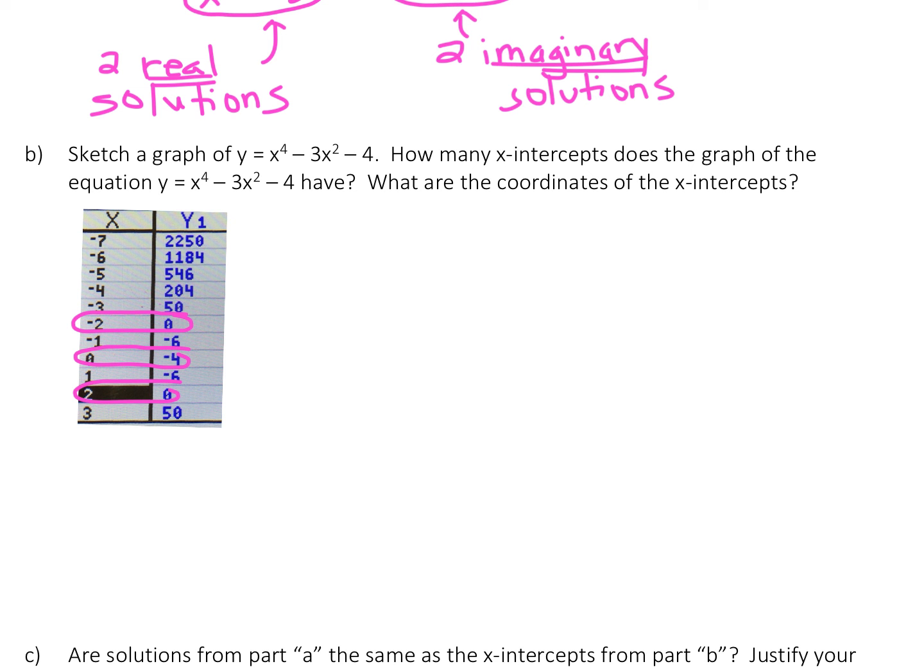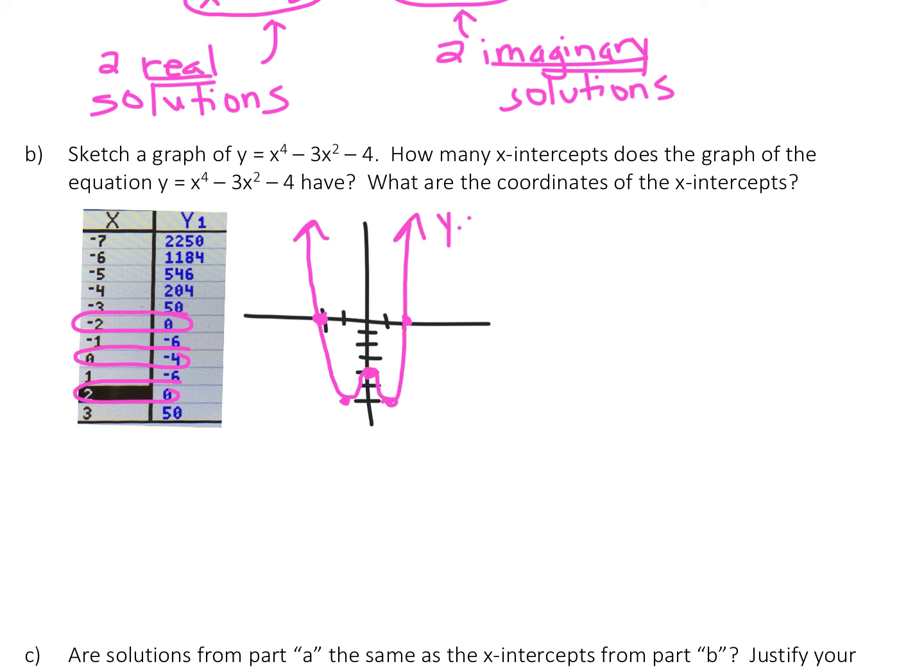Okay, so -2, 0, -1, -6, 0, -4, 1, -6, and then 2, 0. And we saw that the graph looked something like that. So there's our graph. y equals x to the 4th minus 3x squared minus 4.